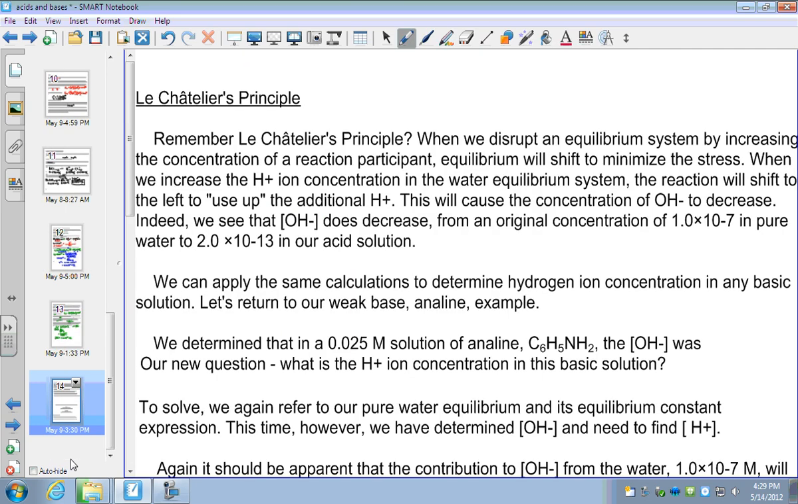Le Chatelier's principle. Remember Le Chatelier's principle? When we disrupt an equilibrium system by increasing the concentration of a reaction participant, the equilibrium will shift to minimize the stress. When we increase the H ion concentration in the water equilibrium system, the reaction will shift to the left to use up the additional H. This will cause the concentration of OH to decrease. Indeed, we saw that OH does decrease from the original concentration of 1.0 times 10 to the minus 7 in pure water to 2.0 times 10 to the minus 13 in our acid solution.